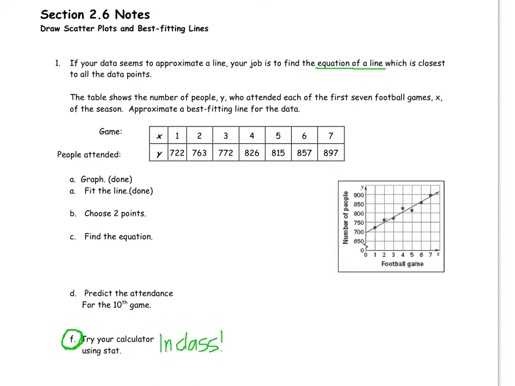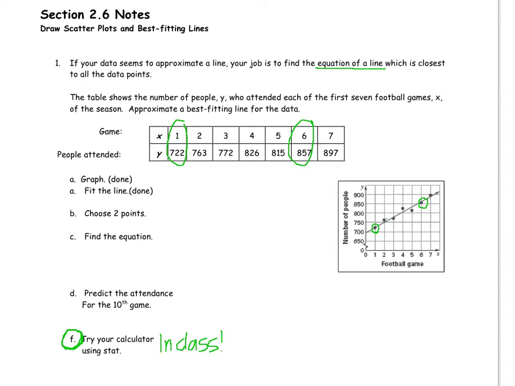If I look, I can tell you that this point at 1 is definitely on the line. My goal is to find another point on the line or use something that is significantly close to the line. I'm going to pick this one right here at 6, because that looks like it's pretty close to being on the line, if it's not already. So I'm going to take the points (1, 722) and (6, 857). My goal is, with these 2 points, to find the equation of the line.